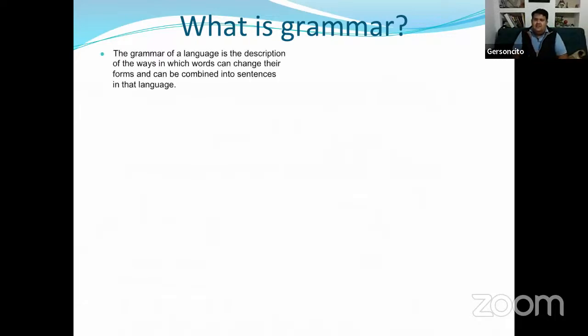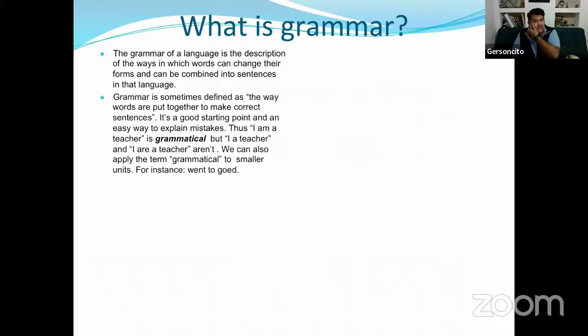Yesenia, can you read this? The grammar of a language is a description of the ways in which words can change their forms and can be combined into sentences in that language. Good. Combined. Repeat. Combined. Excellent. So it's basically what Daniela said, right? It's how the words are transformed in order to make sentences, right?